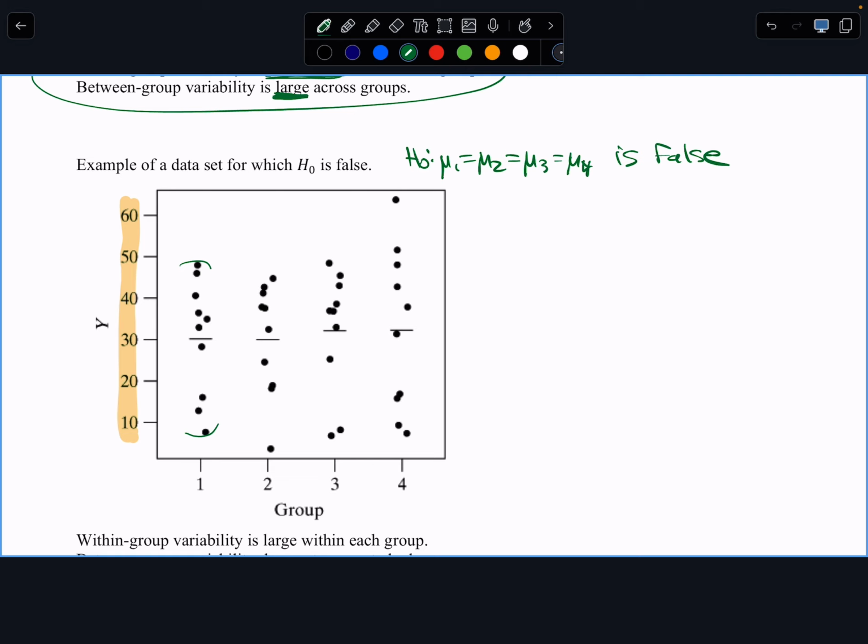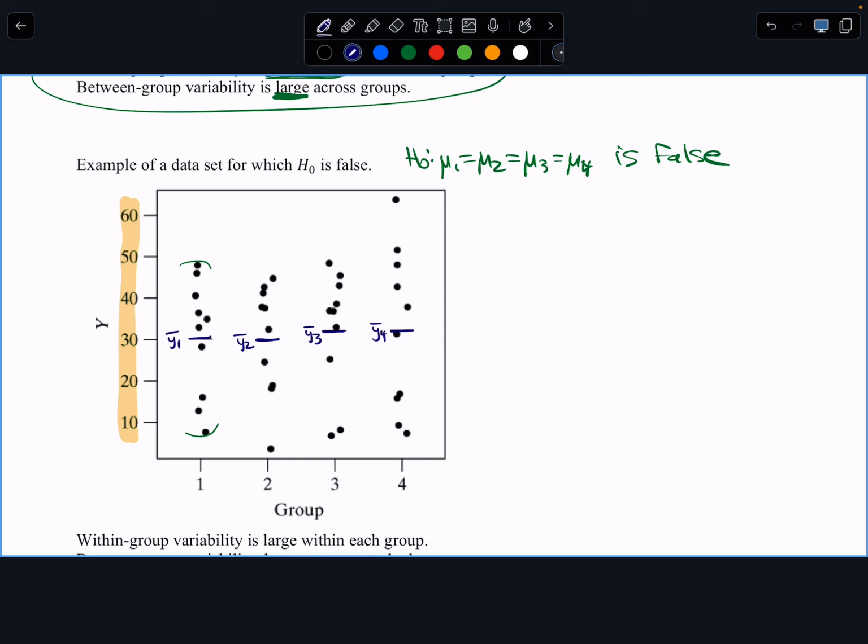All right, so our within group variability is large, but let's look between each group. When I'm talking about between group variability, I'm comparing these means that are given by these horizontal lines here, right? So y bar 1 is there, this is y bar 2, y bar 3, y bar 4. So does the between group variability appear to be large or small when I look at those means across groups? Do they vary a lot? Do they look similar in value?